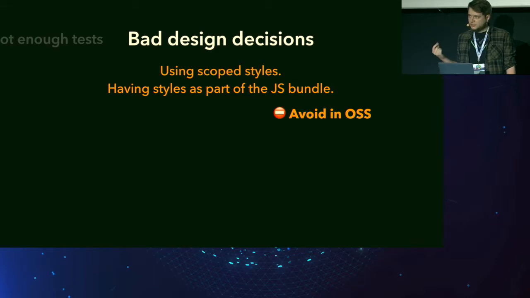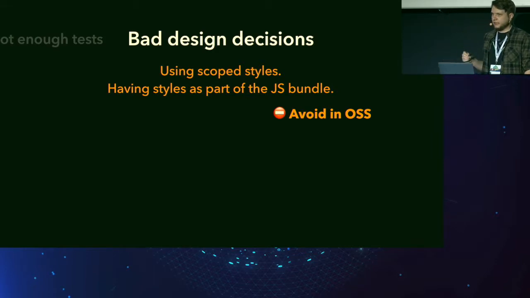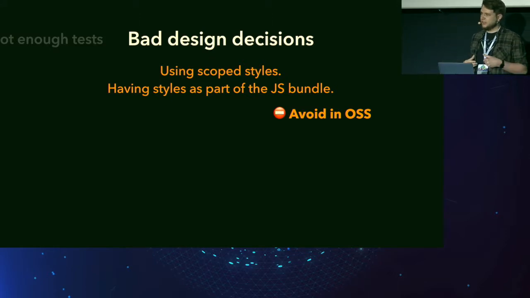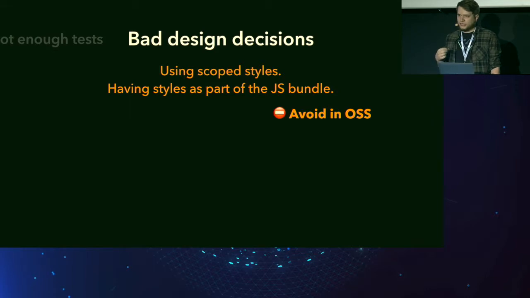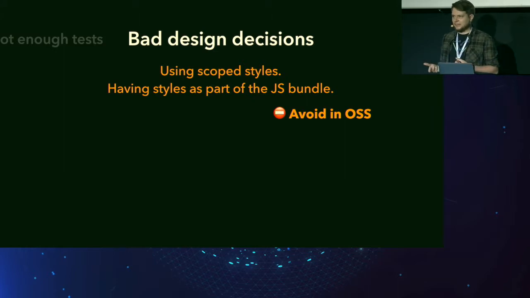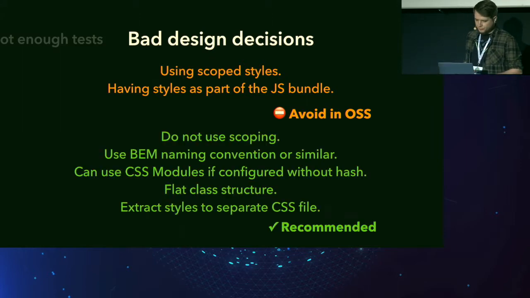So scoped styles are pretty good for your application, but actually not really good for open source components, because they increase the specificity of the selectors, so it's much harder to override the styles. Then there's the part where by default those styles will be shipping together with your JavaScript, so it's not that easy to get rid of them if someone would like to use their own version. So instead, don't use scoping. Instead, apply a naming convention.